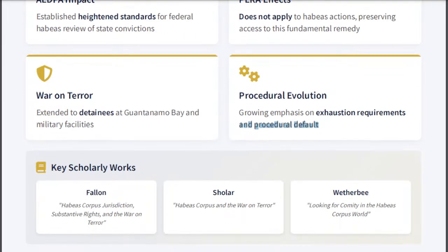And here are some key scholarly works. Fallon, Habeas Corpus Jurisdiction, Substantive Rights, and the War on Terror. Schaller, Habeas Corpus and the War on Terror, and Weatherby, Looking for Comedy in the Habeas Corpus World. And that's comedy.